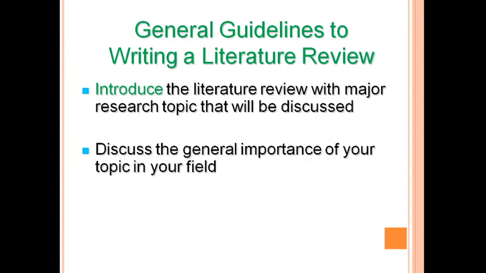So how to write the literature review? These are some of the guidelines. We have to start the literature review with an introduction to the research topic, and we have to do it with the major research topic, that is, in the broader perspective we have to write. Then discuss the general importance of your topic in the field. So first you will introduce your research topic, and you will write about the importance of your topic in your field.